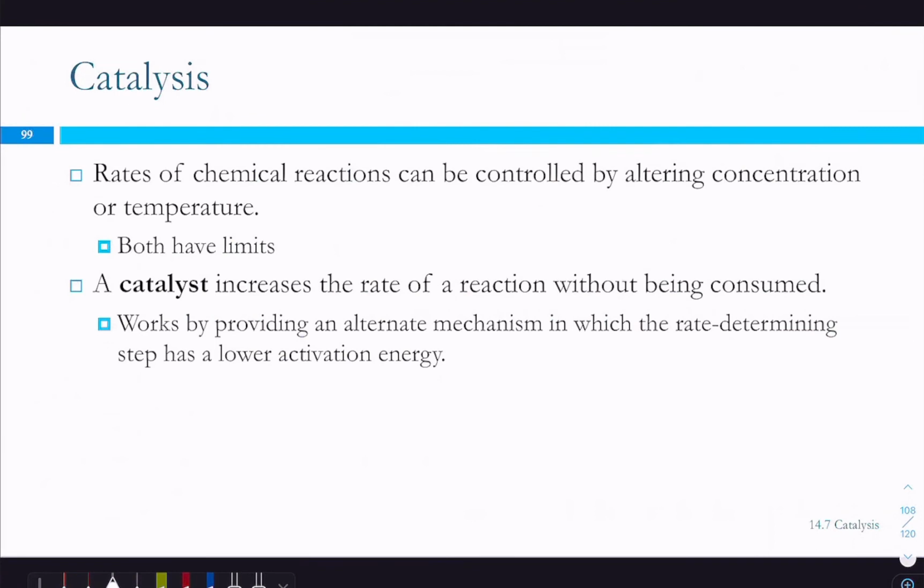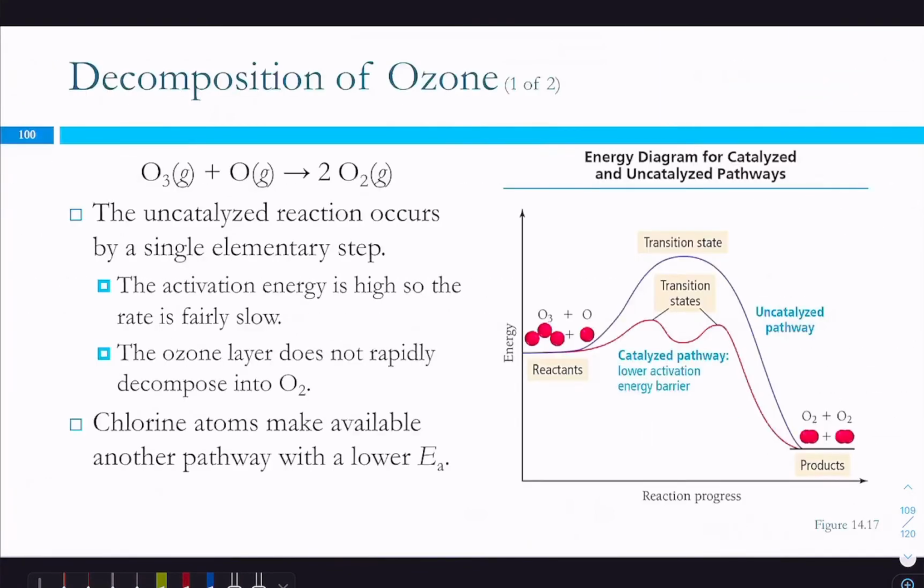It just lends a helping hand by providing an alternate mechanism in which the rate determining step has lower activation energy. So if you have a proposed mechanism for intermediates, maybe you can add that intermediate in, or maybe you can add something that is generating that intermediate by a different step, and so you can sort of tinker with your reaction on a more detailed level. And catalysts kind of do that by offering a different pathway.